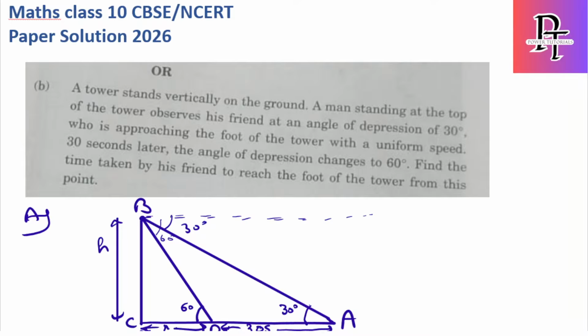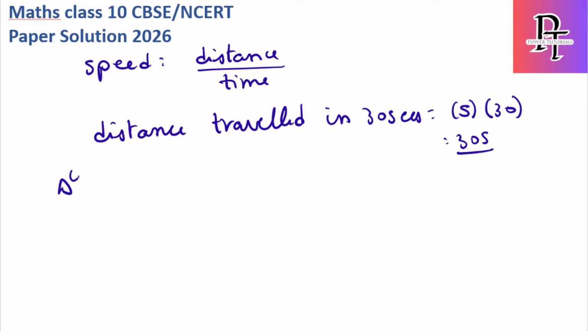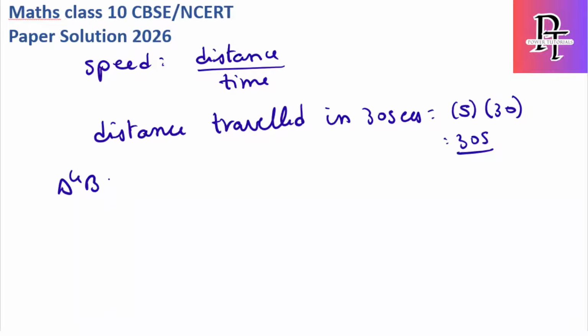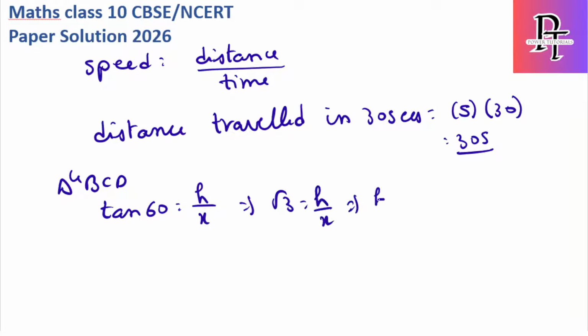Let's write in the small triangle first, which is BCD. So tan 60 is equal to height by, we don't know that value, I'm writing it as X. So root 3 is equal to H by X. So the H value is X root 3.